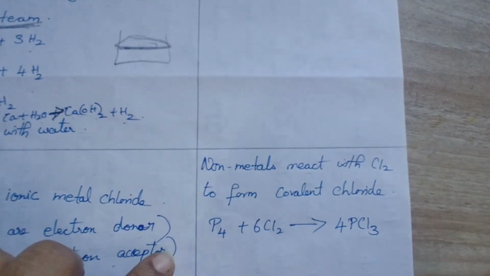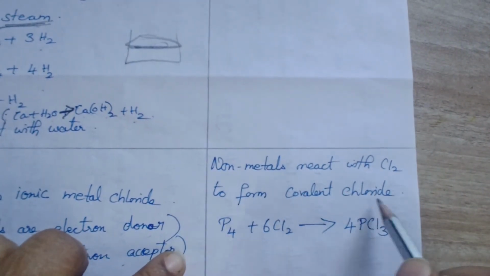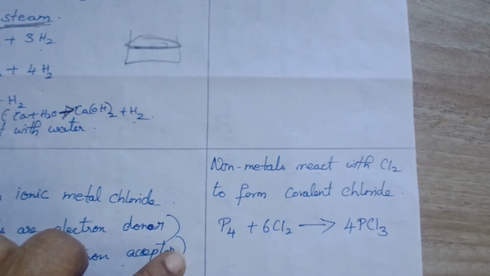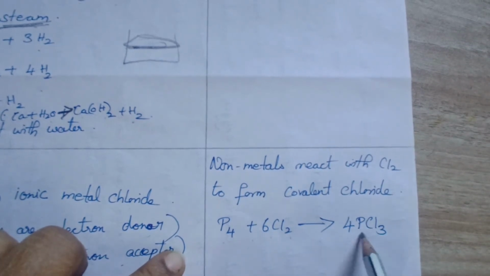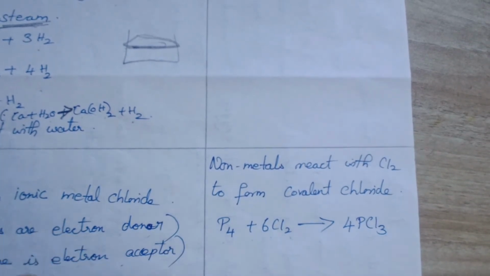Non-metals react with chlorine to form covalent chlorides. P4 plus 6 Cl2 gives 4 PCl3, phosphorus chloride.